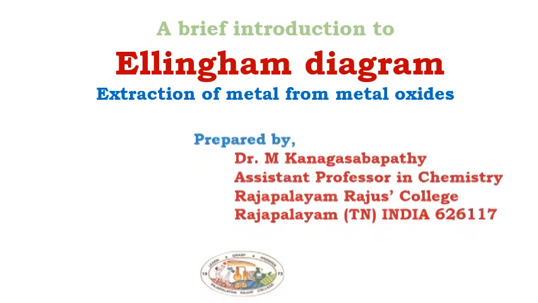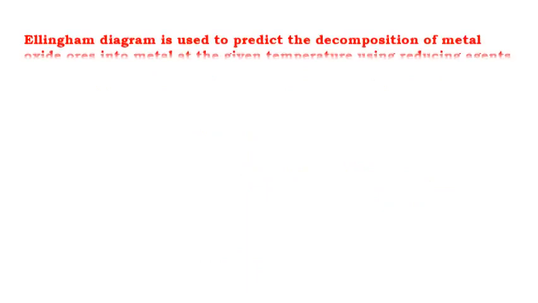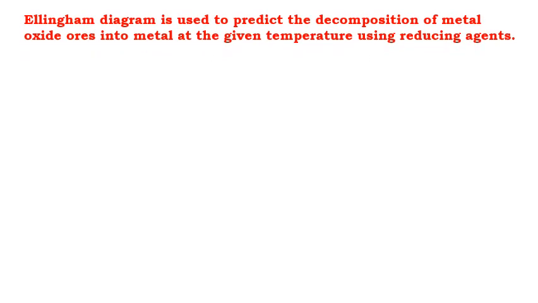In this class, we are going to discuss the LEM diagram. The LEM diagram is used to predict whether a metal can be extracted from its metal oxide ore or not. Well, the LEM diagram is used to predict whether the decomposition of a metal oxide into its metal by using the reducing agent at the given temperature is possible or not.